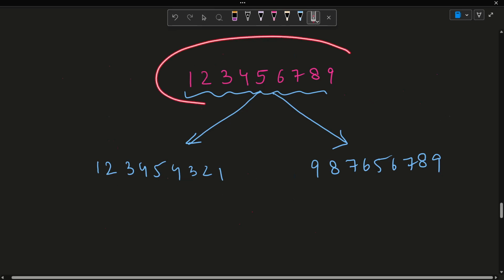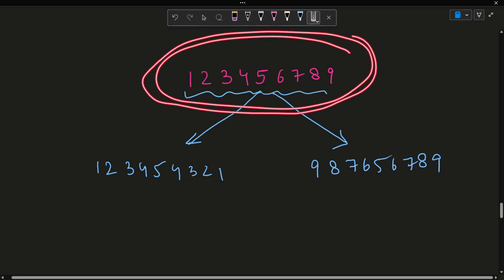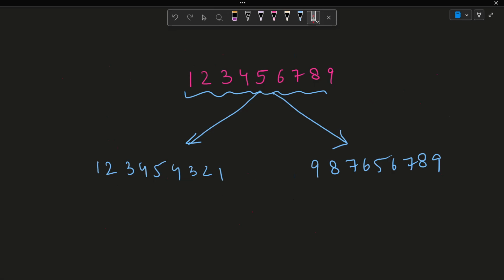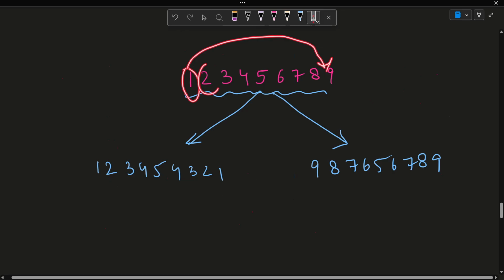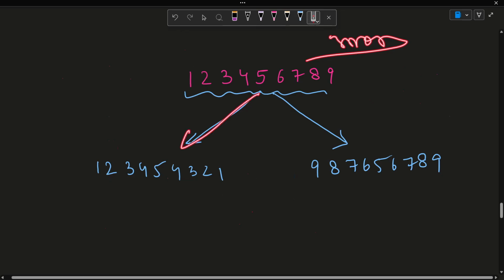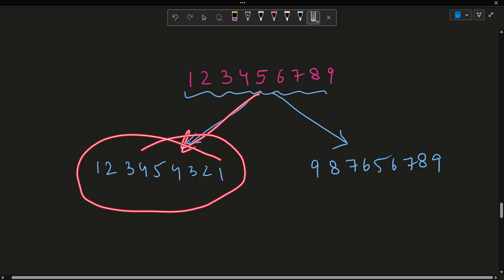Now given a number like this, how do you construct a palindrome from it? What you could do is take this number, place it here, take this number, place it here, and leave the middle as it is. So if you take the first few elements and just mirror them, you'll get an output like this: 1 2 3 4 5 4 3 2 1.